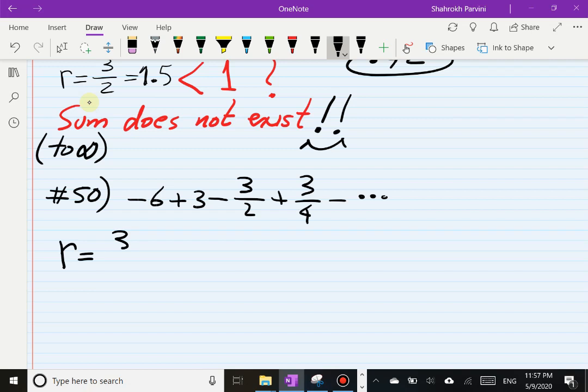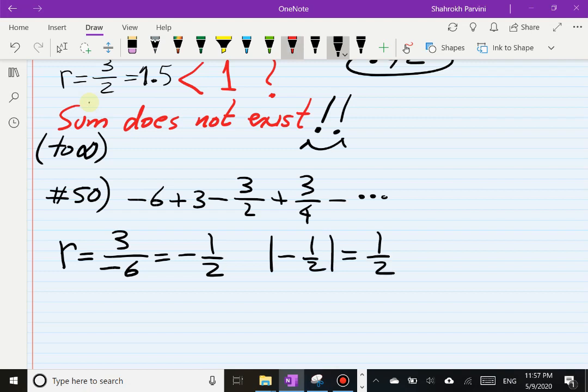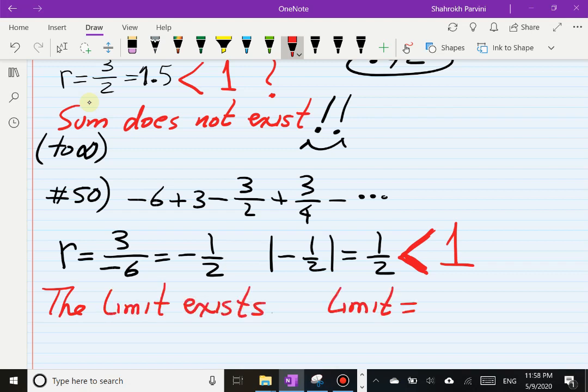Common ratio, second term by first term, -1/2. See, the common ratio could be negative. Now for this one, the absolute value of -1/2 is 1/2, isn't it? And that absolute value is less than 1. 1 is the magic number here, folks. It is less than 1, so that tells me the limit exists. Remember, limit means sum.